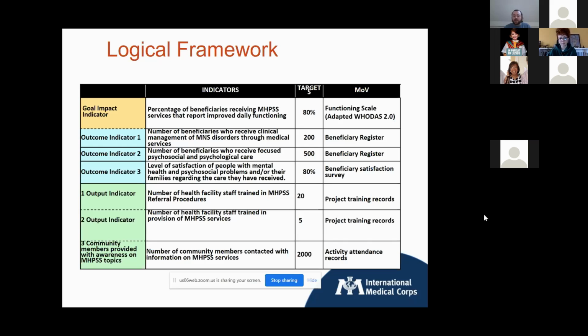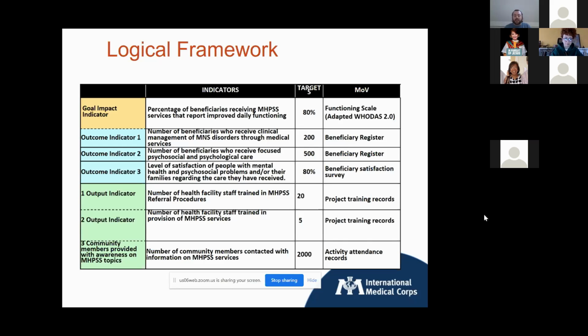Means of verification here for capacity building and for training would be the project training records. This can include attendance lists for the training, as well as training reports, and also feedback forms from training participants. Output indicator 2 is number of health facility staff who are trained in the provision of MHPSS services.